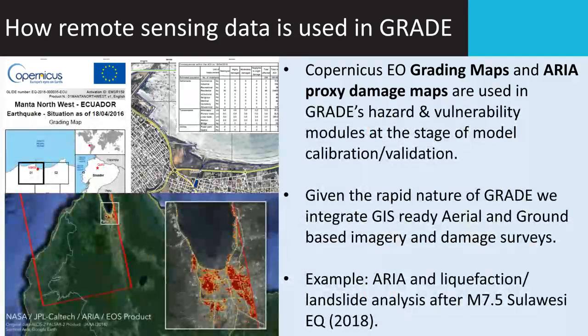We do use remote sensing data as well, so we don't not use it, but it's often used just as a checking mechanism, as with a lot of things. So we do use Copernicus, we use ARIA proxy damage maps in the first couple of days, just to check our modeling as well. But often within this 2 weeks, you're at least getting ground-based reports from the governments and from subnational government agencies. But it's still a very useful tool, and obviously as it improves, then hopefully we'll be able to use it more and more as we go on.